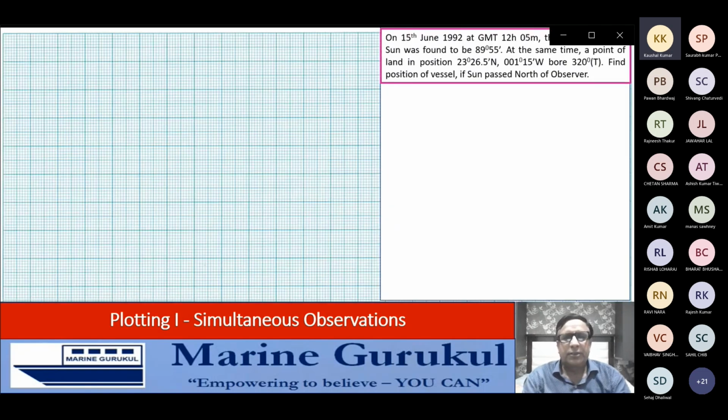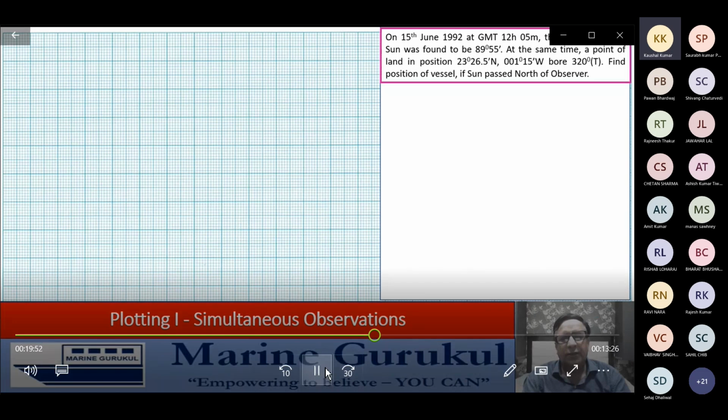Let's have one more example then. On 15th June 1992 at GMT 12 hours 05 minutes, the true altitude of the sun was found to be 89 degrees 55 minutes. At the same time, a point of land in position 23 degrees 26.5 minutes north, 001 degrees 15 minutes west, bore 320 degrees true. Find the position of the vessel if the sun passed north of the observer.